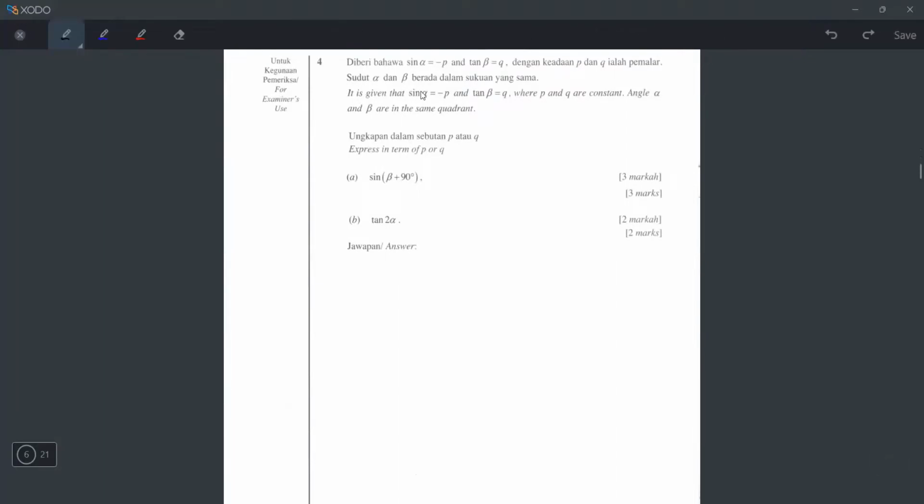Number 4, it is given that sine A. Okay, when you see this, you know it's triangle already. So sine alpha is -p, and tangent beta equals to q. Right, so you have two different angles, one is alpha, one is beta, where p and q are constant. Angle alpha and angle beta are in the same quadrant. Expressed in terms of p and q, sine of beta plus 90.